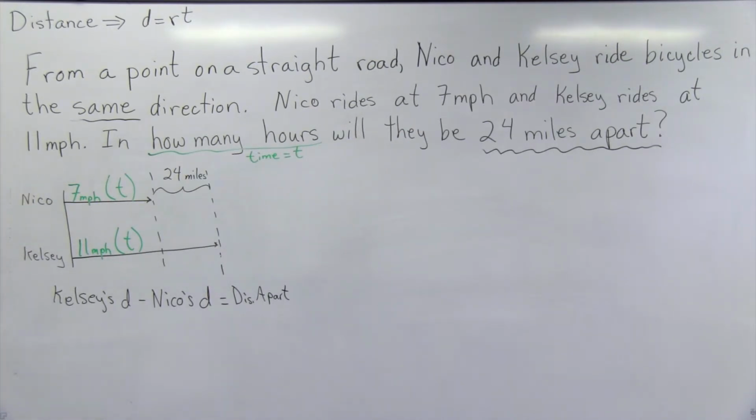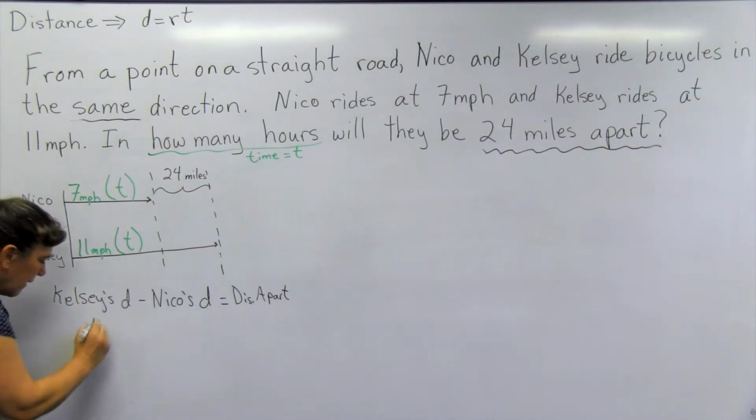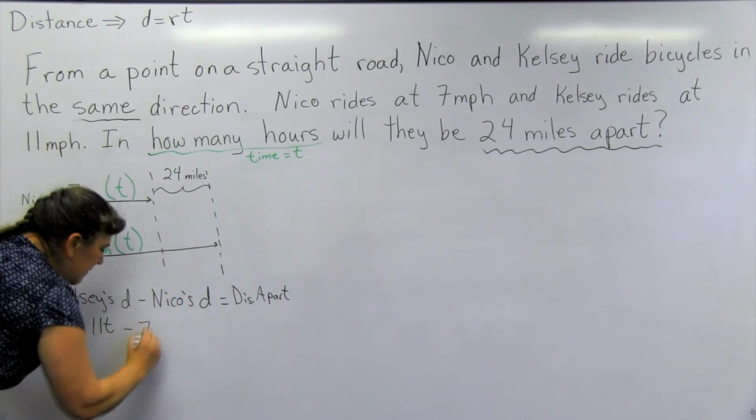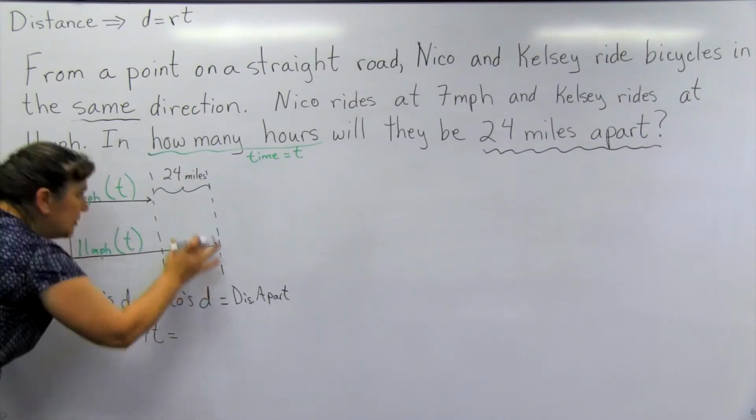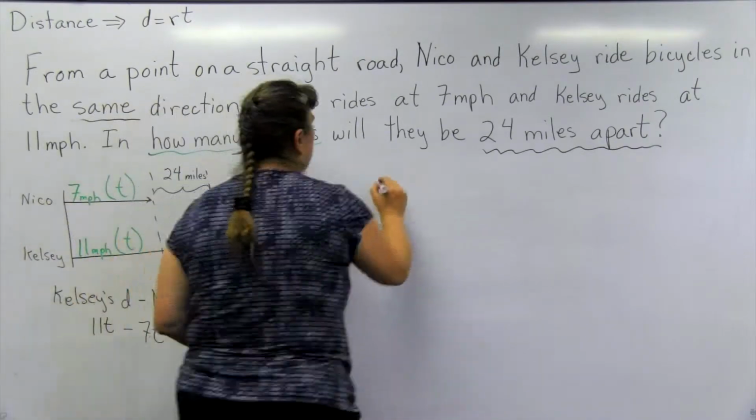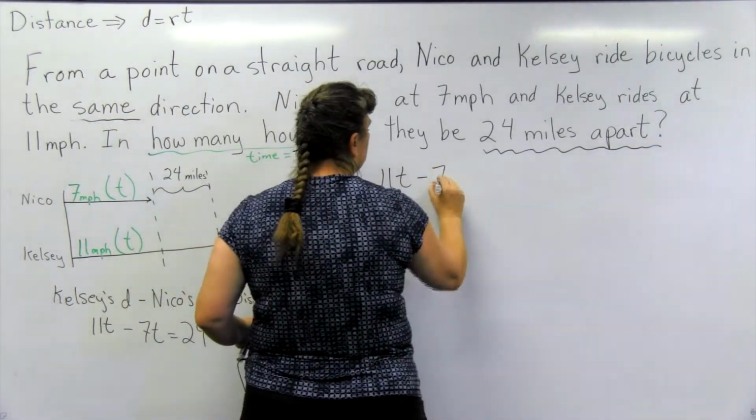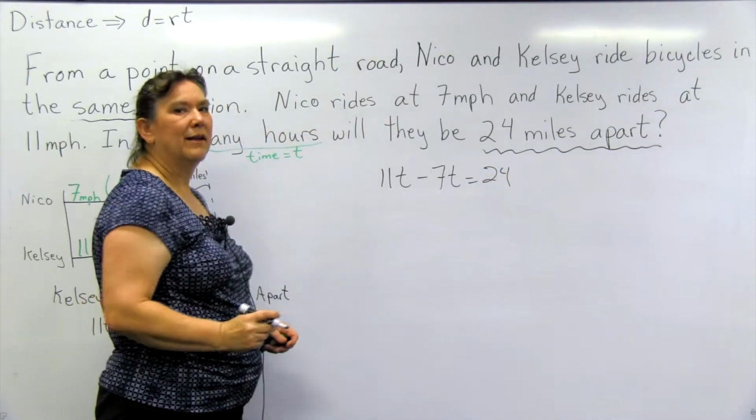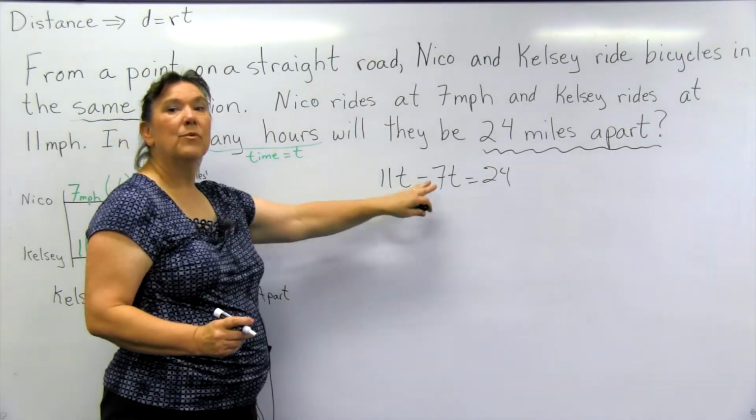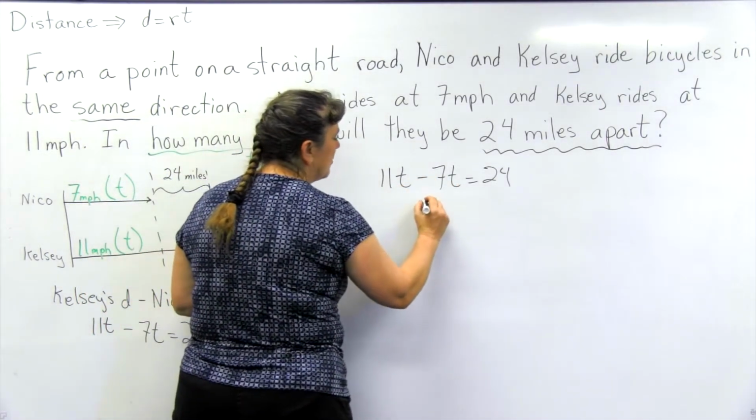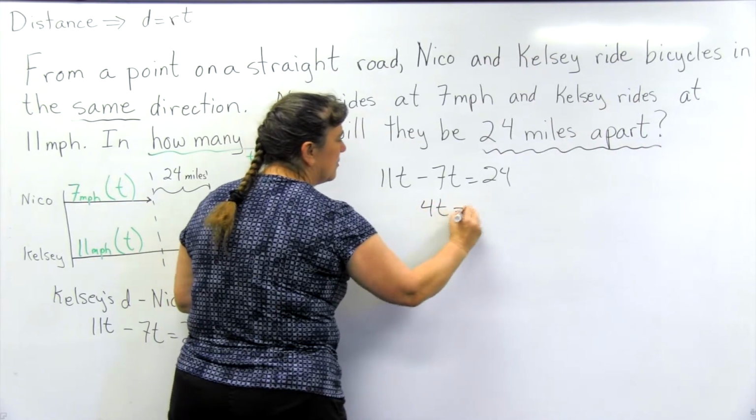So let's go now to Kelsey's distance is what? 11t, minus Nico's distance, 7t, is equal to the distance apart, 24. So let's rewrite it up here: 11t minus 7t equals 24. Okay? You got that? We're not adding this time, we're subtracting. So keep that in mind. 11 minus 7 gives you 4, so we end up with 4t is equal to 24.